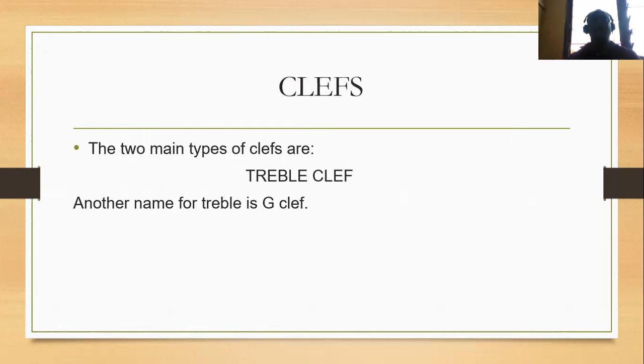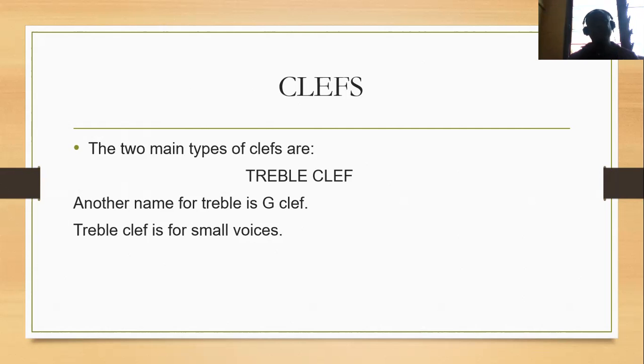Another name for the treble clef is G clef. So take note, G clef. It is called G clef because when we start learning the letter names in music, we go from A to G. And when you are drawing the treble clef, you start on the G line. So bear in mind that another name for treble clef is G clef. You can say G clef instead of treble clef. It's the same thing.